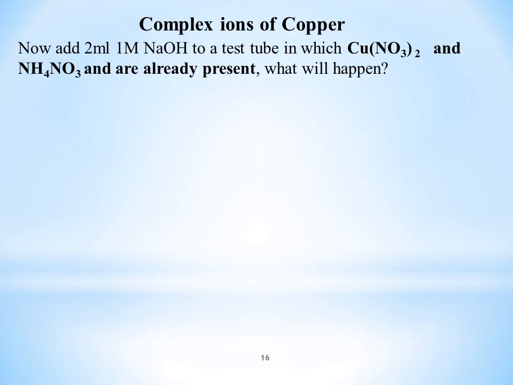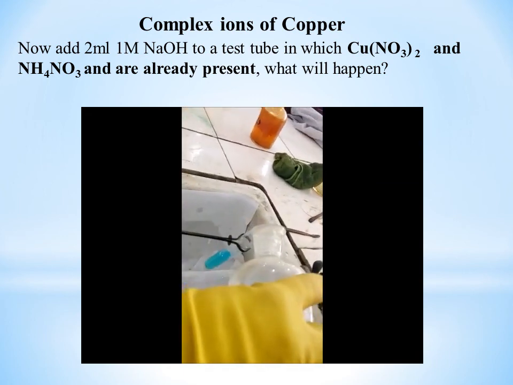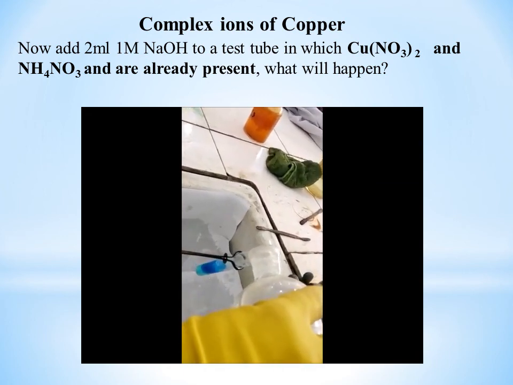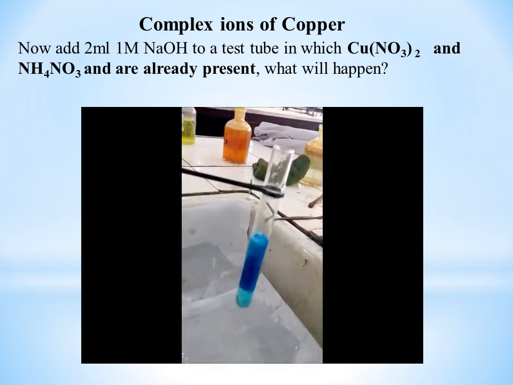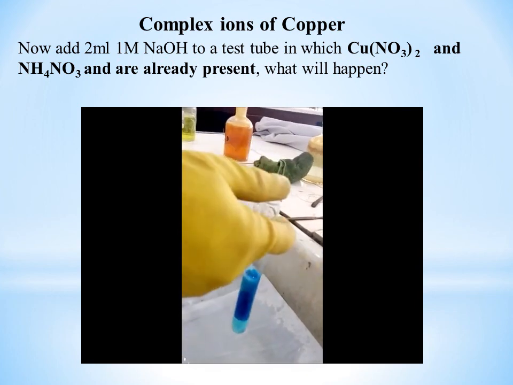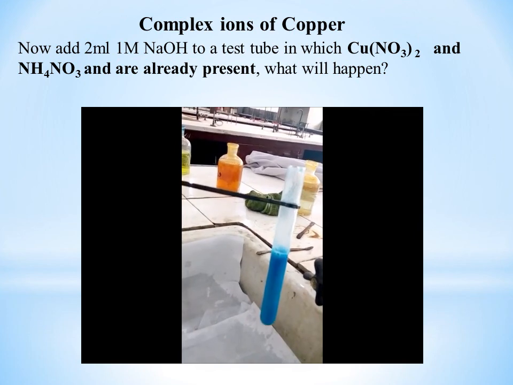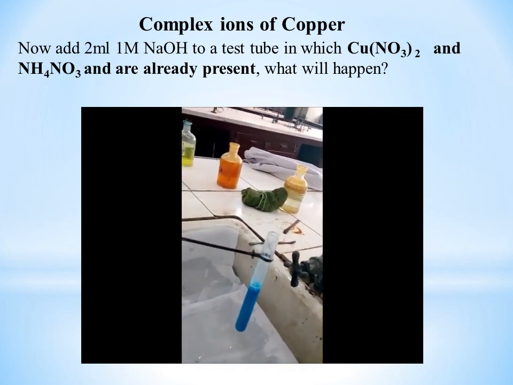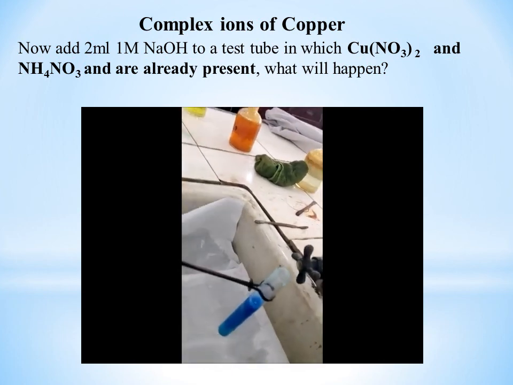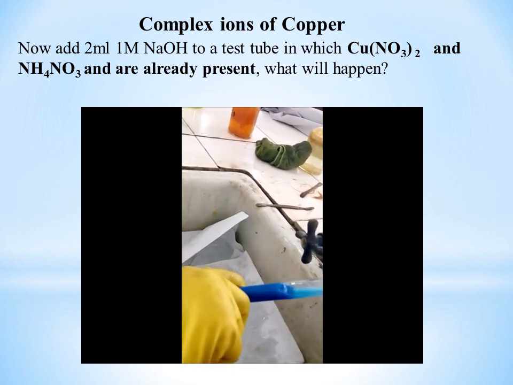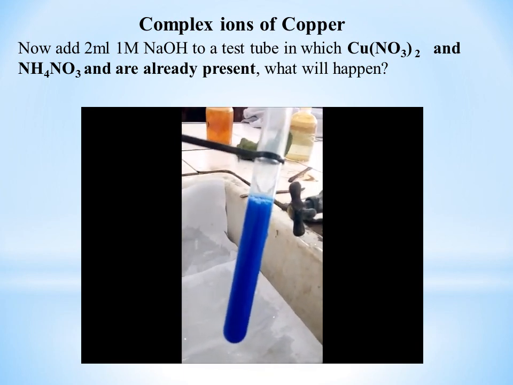Now you will add 2 ml of sodium hydroxide solution, as you can see in the video, to the test tube, and now see what happens. The ammonium nitrate reacts with sodium hydroxide, forming the tetraamine copper(II) ion complex. That's why there is royal blue color in the test tube in excess. Again, you can see a clearer view of the royal blue colored complex.